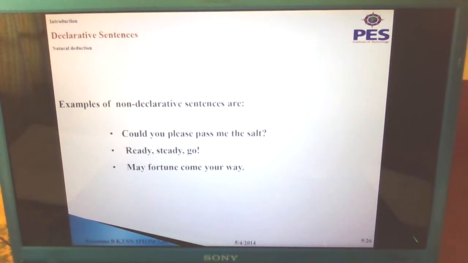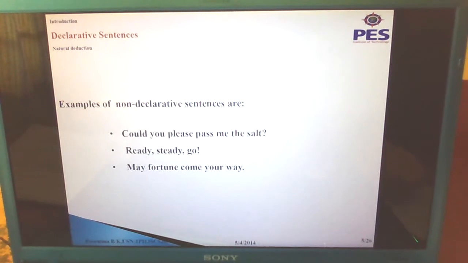Some examples of non-declarative sentences are: could you please pass me the salt? Ready, steady, go. May fortune come your way. Here, in example one, could you please pass me the salt? It is a request, so it is not a declarative one.